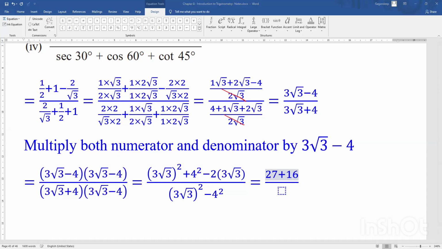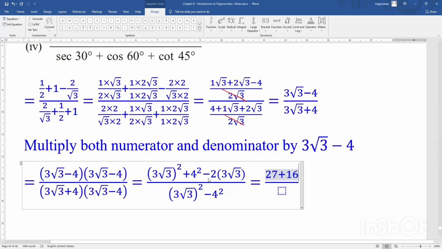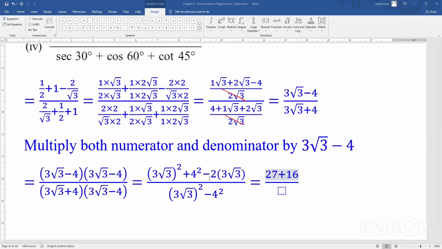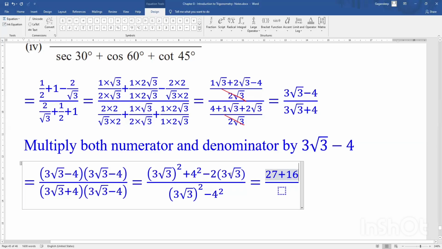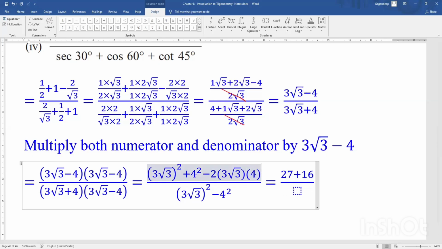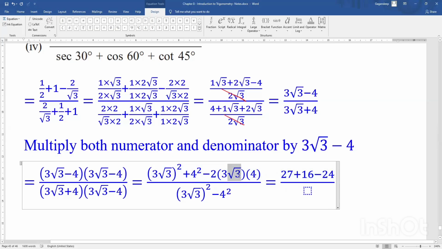And then we have 2ab. So here we write 2 into root 3 into 4. So 2a into b, here it is 4. So 2 3s are 6, 6 4s are 24. So that is 16 minus 24 root 3. Then the denominator, it will be 3 root 3 whole square, that is 27 minus 16.